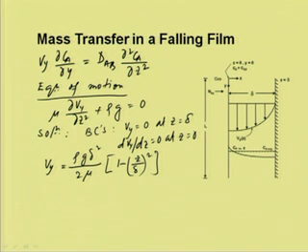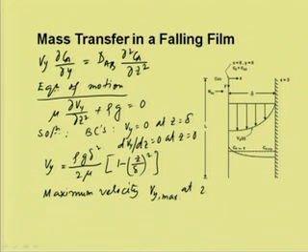Now, the maximum velocity occurs at the surface. So, the maximum velocity Vy max will be at z is equal to 0, that is at the gas liquid interface. Putting these conditions in this equation, Vy max will be rho g delta square by twice mu.